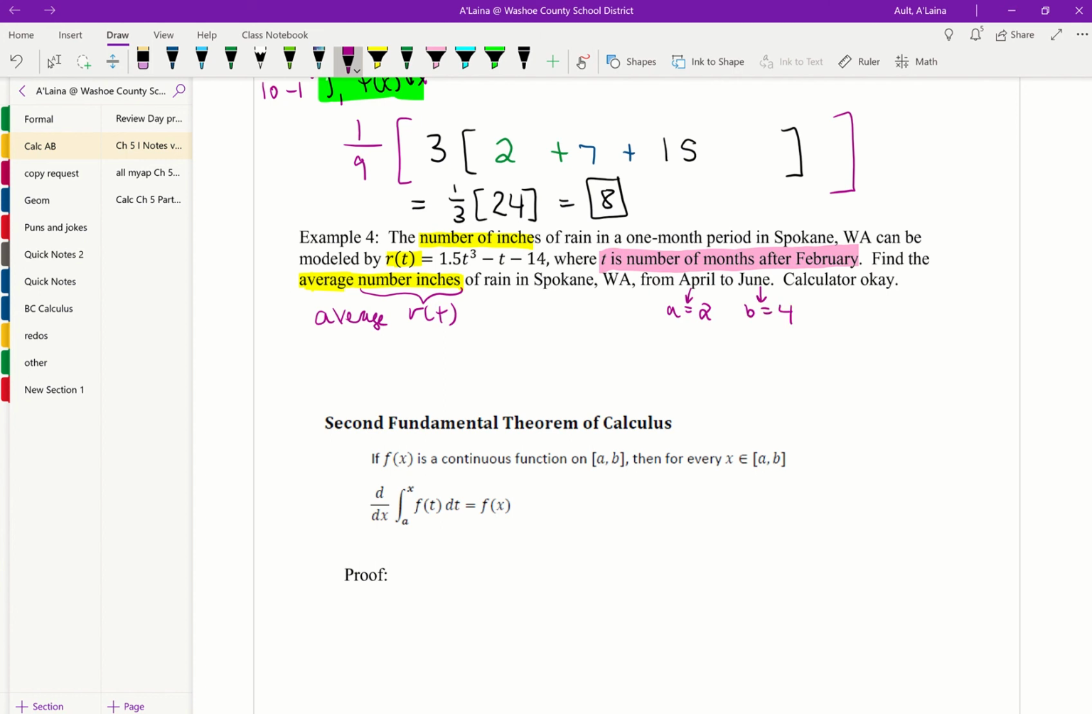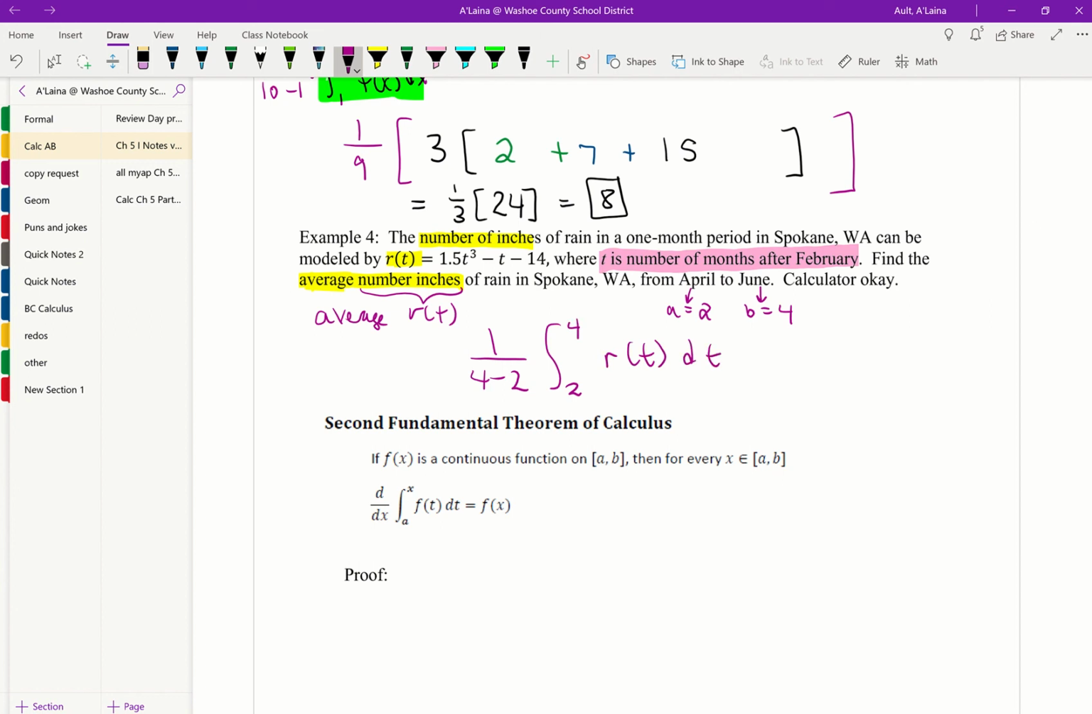I'm just doing 6 minus 4. If you want, you could really count. I guess you could say March, April, May, June. So we're not worrying about like, is it the start of the month, the middle of the month? We're just going to say just the number of months, subtract them off. That's A and B. So as I do my average value, I'll do 1 over B minus A times the integral from A to B of R of t dt.